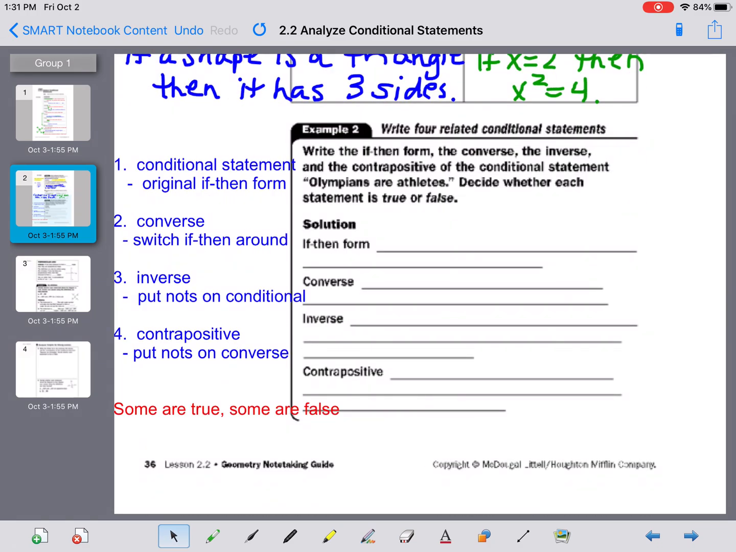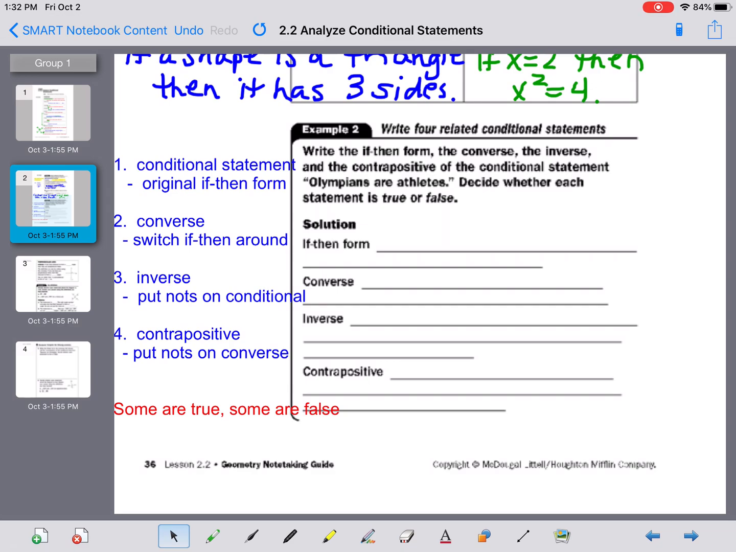Okay? Now we're going to work on all of our 4 together. Conditional statements, which is the original if-then. The converse, which is going to switch the if and the then around. The inverse, which is going to put nots on the conditional. And the contrapositive, which is going to put nots on the converse. Okay? Those are coming from our definition on the front page, but I listed them again so that you have these here and they're hopefully easy to use. Okay? And don't worry about the some are true, some are false. We'll do that after we get done.